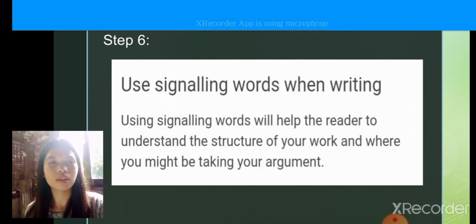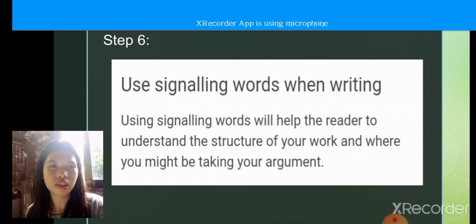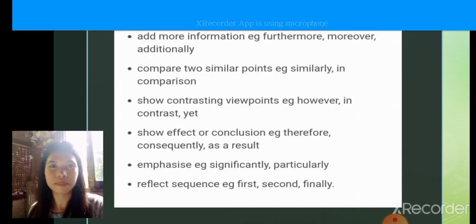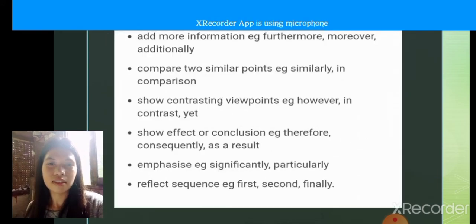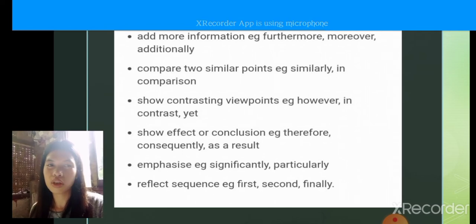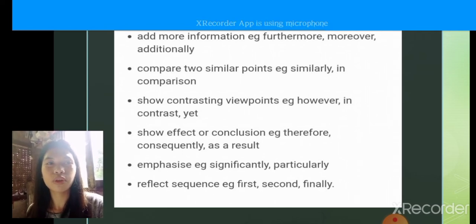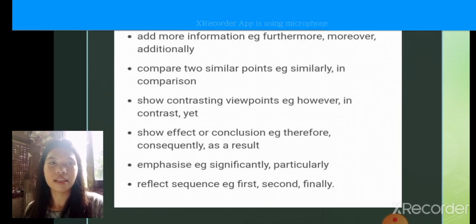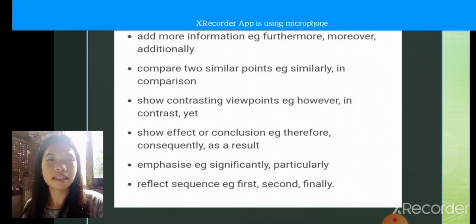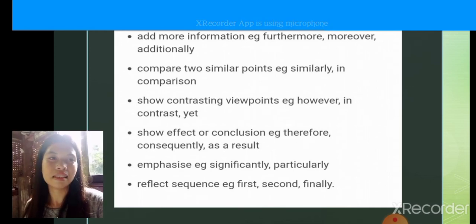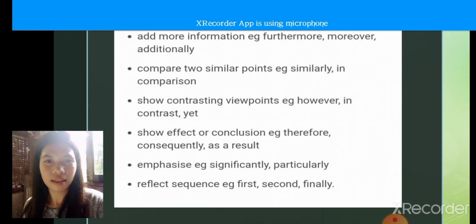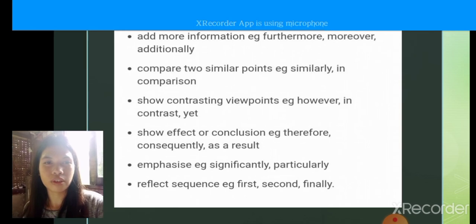Using signaling words will help the reader to understand the structure of your work and where you might be taking your argument. So, here are the purposes of signaling words: to add more information, for example, furthermore, moreover, additionally. Compare two similar points. Examples of it are similarly and in comparison. Show contrasting viewpoints. Examples of this are however, in contrast, and yet. Show effect or conclusion, examples of this are therefore, consequently, and as a result.